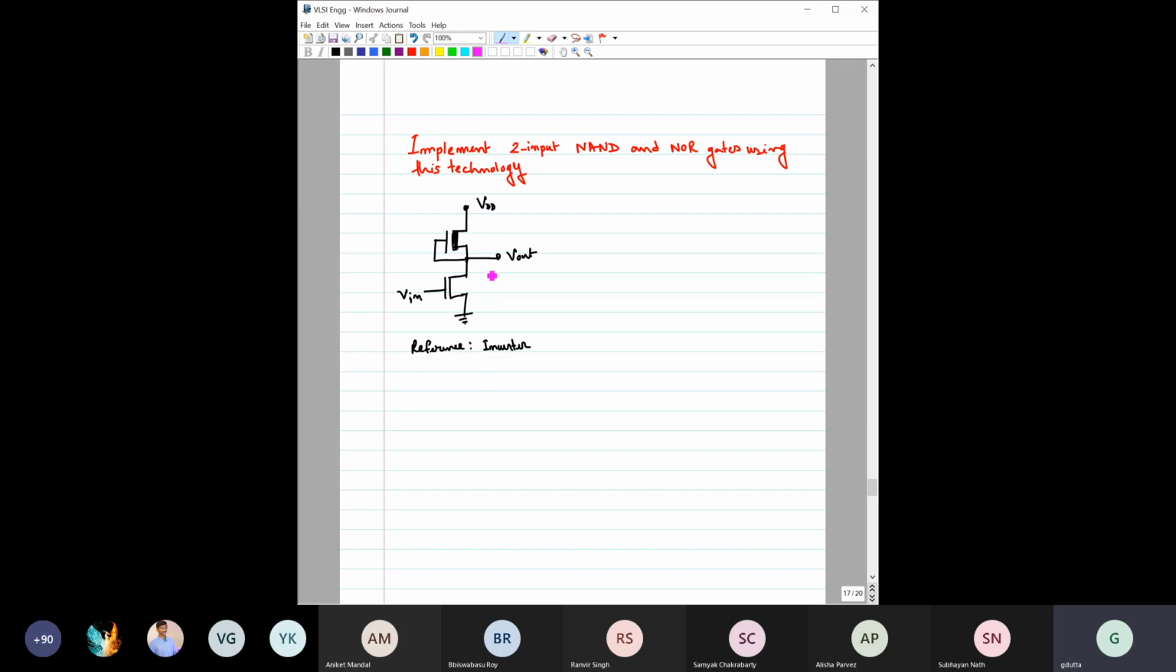Suppose this is the reference technology. Then it has been asked here that you have to design a 2-input NAND gate and NOR gate using this technology. So can you please do it? How can you design a 2-input NAND gate and NOR gate using this technology?